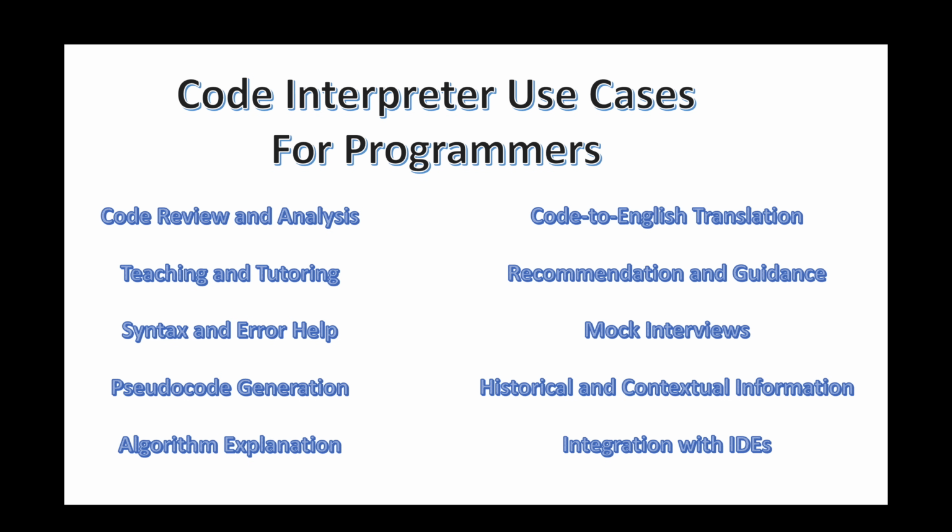1. Code review and analysis. ChatGPT can review code snippets and provide feedback on code quality, potential errors, or improvements. It can explain particular code segments and clarify doubts related to syntax, logic, or functions. 2. Teaching and tutoring. ChatGPT can be used as a teaching assistant to help students understand programming concepts. It can provide examples, best practices, and explain algorithms or data structures.